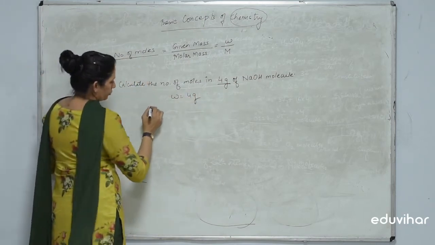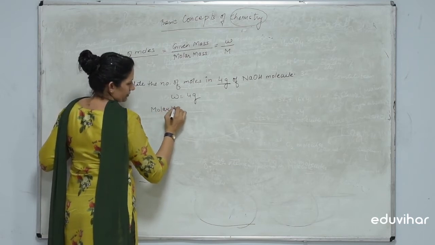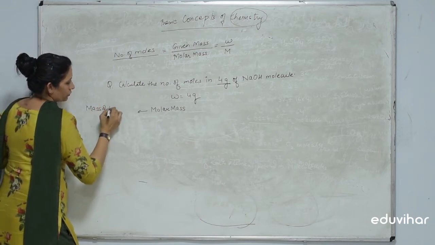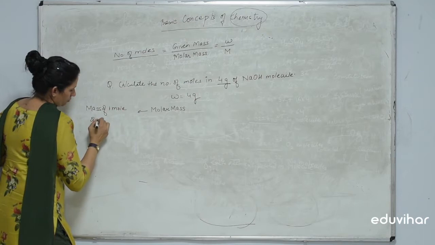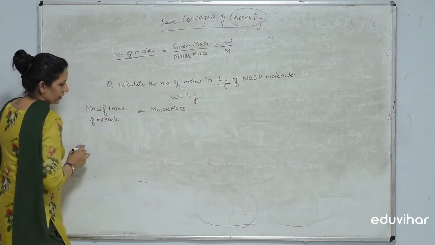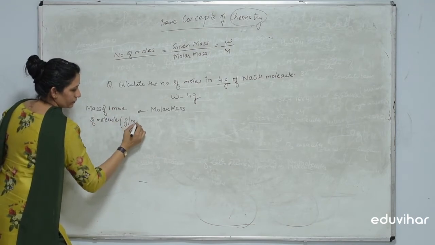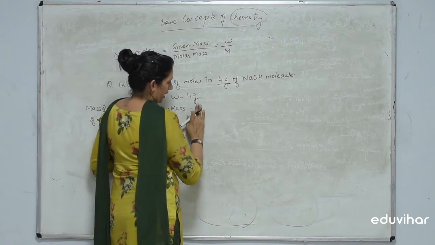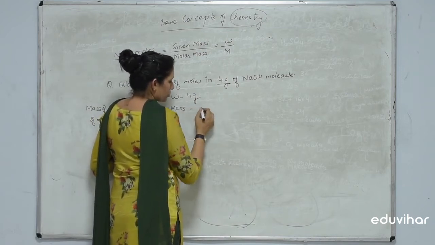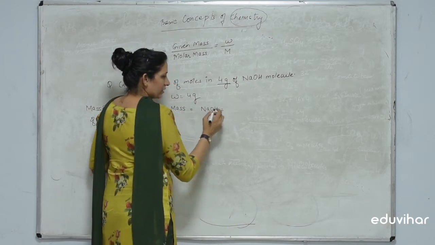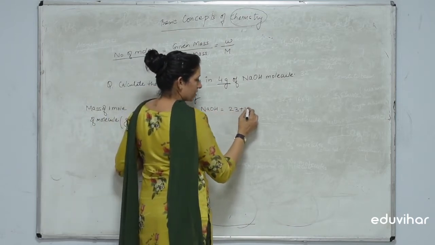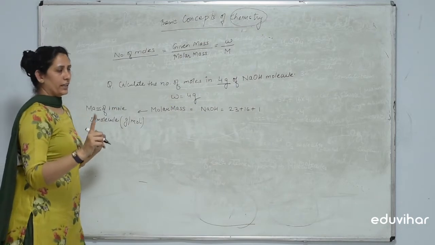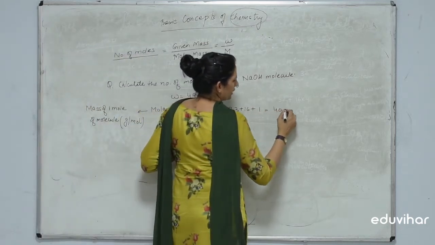But molar mass is the mass of 1 mole of any molecule, and it has the unit gram per mole. Molar mass can be calculated as follows. In NaOH, sodium has mass 23, oxygen has 16 and hydrogen has 1. This is the mass of 1 mole of NaOH, that is equal to 40 gram per mole.